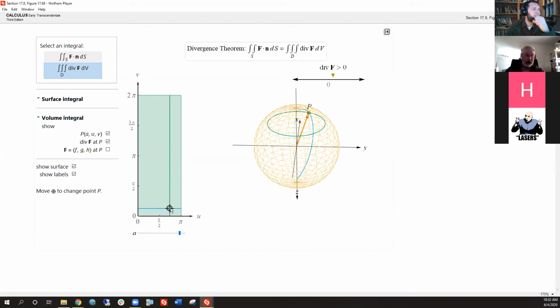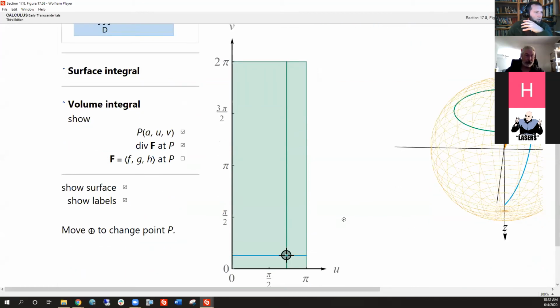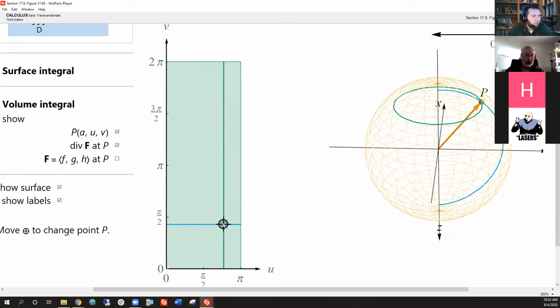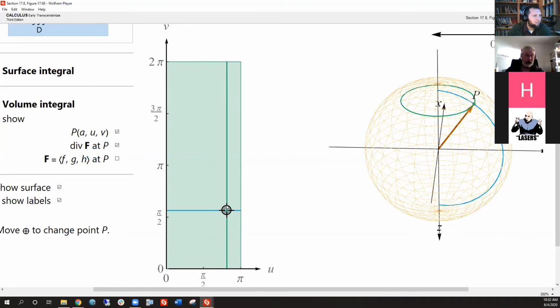So the speed at which that sphere is growing, right here. The speed at which the sphere is growing is telling us something about the divergence. So here it's growing pretty fast.